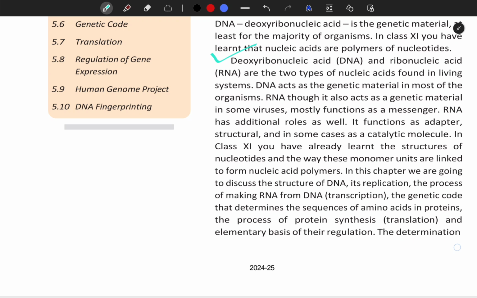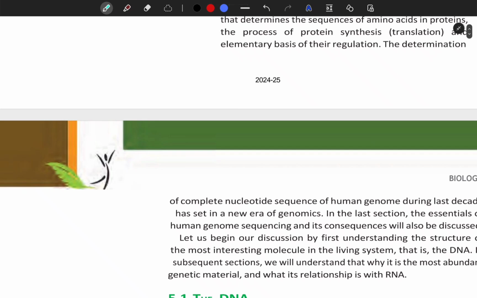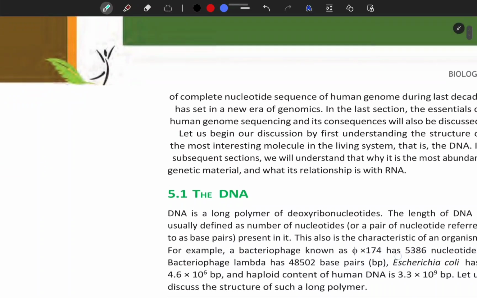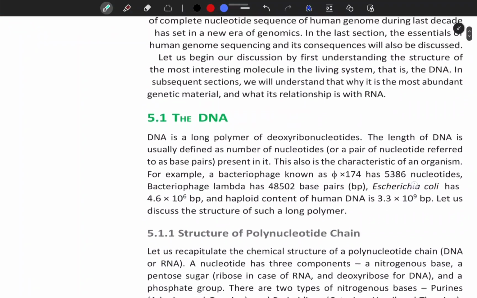In class 11, you have already learnt the structures of nucleotides and the way these monomer units are linked to form nucleic acid polymers. In this chapter, we are going to discuss the structure of DNA, its replication, the process of making RNA from DNA, that is transcription, the genetic code that determines the sequences of amino acids in proteins, the process of protein synthesis, that is translation, and the elementary basis of their regulation. The determination of the complete nucleotide sequence of the human genome during the last decade has set in a new era of genomics. In the last section, the essentials of human genome sequencing and its consequences will also be discussed.